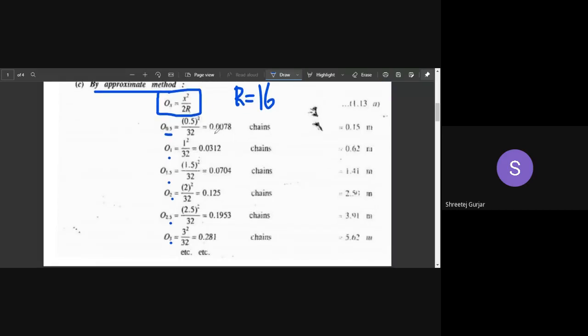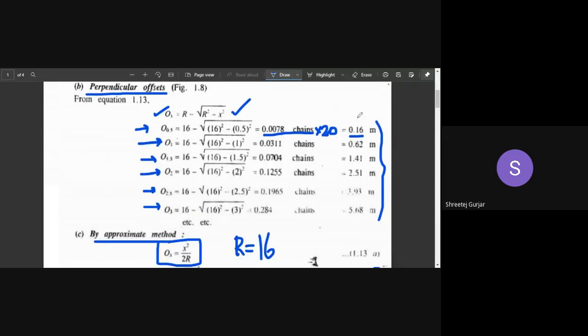So we have got the answer by approximate method in chains. Multiply this by 20 to get it in meters. 0.15 multiplied by 20 gives 0.62 meters. Similarly, you can calculate all the offsets in meters. Do not forget to convert and write in meters. The answer should always be in meters, do not write in chains. Do not just finish your answer with this; multiply with 20 and then write this particular column also.